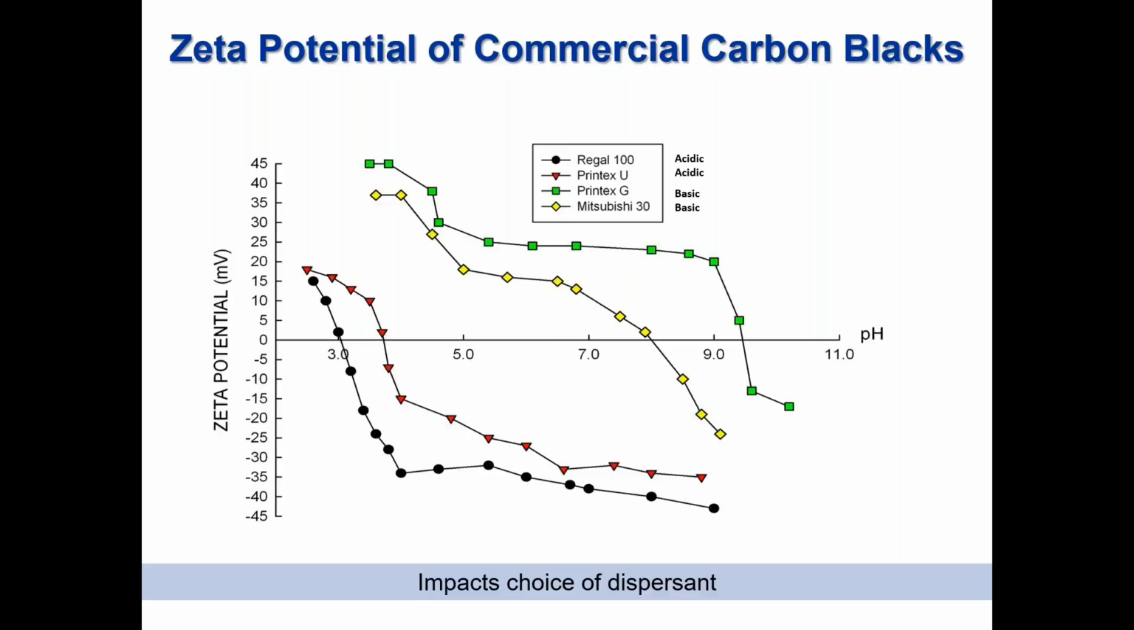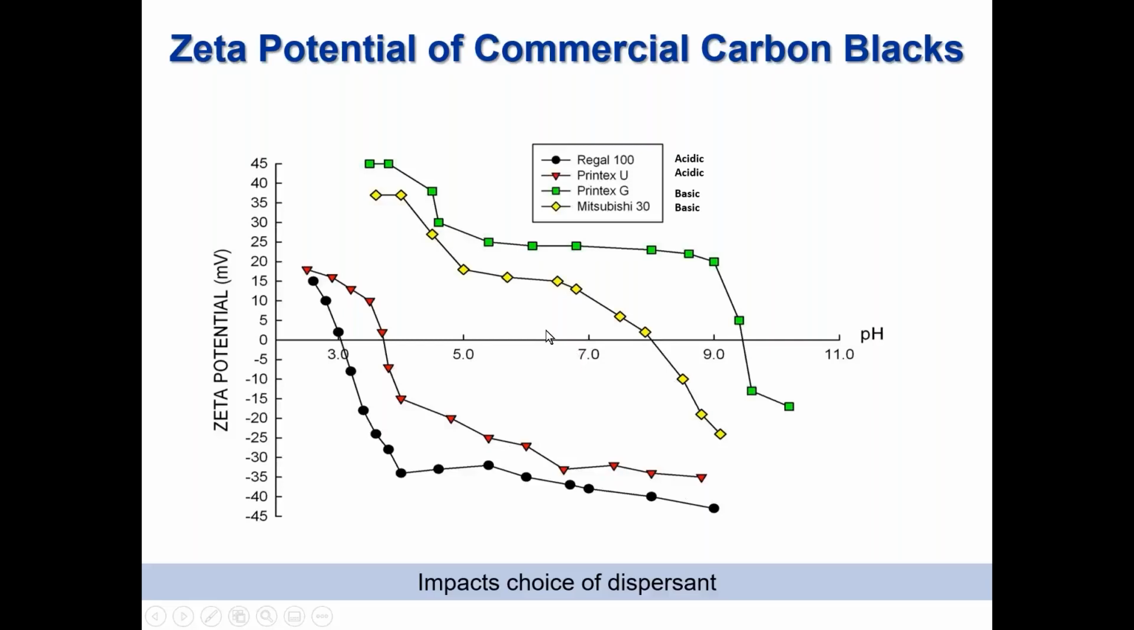Acidic carbon blacks typically have an isoelectric point somewhere between 3 and 4, while basic blacks have an IEP in the range of 8 to 10. The acid-base characteristics are strongly dependent on the oxygen content, which can be varied during manufacture and by various after treatments. In different applications, carbon blacks are dispersed in either water or solvents.